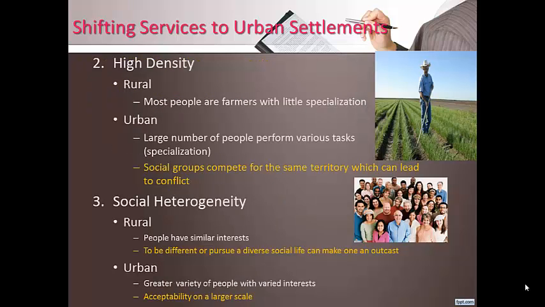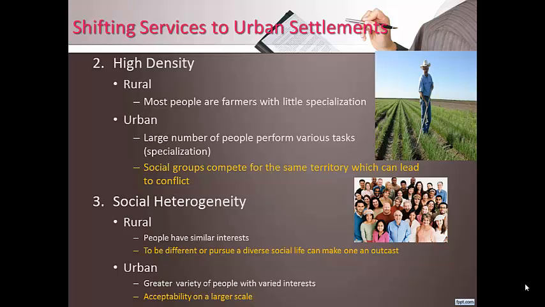Second is high density, and what that means is the amount of jobs that are available. In a rural area, most people are farmers, and there's little specialization needed, and if there is, it's very small because of the population. In an urban area, there's a large number of people performing a variety of tasks, so there's lots of specialization. In urban areas, these social groups compete with one another for the same territory, which can lead to conflict, not always.